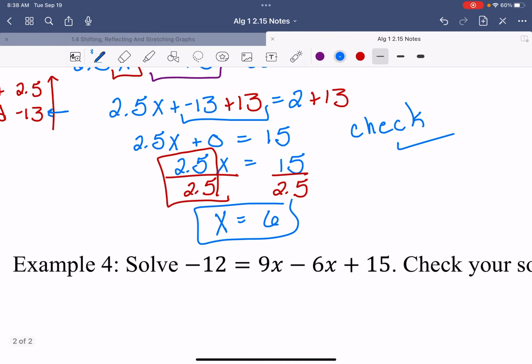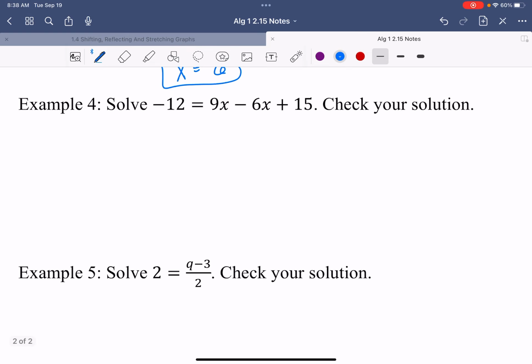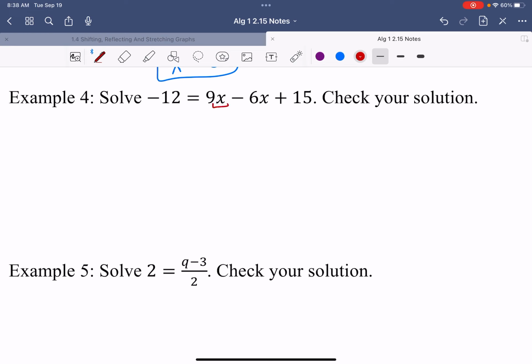Always check your answers. Okay. All right, we have a couple more to do. Slightly different problems. This one, again, first thing, find your x. There's one. Uh-oh, there's another. So the first thing I have to do is get all my x's together.